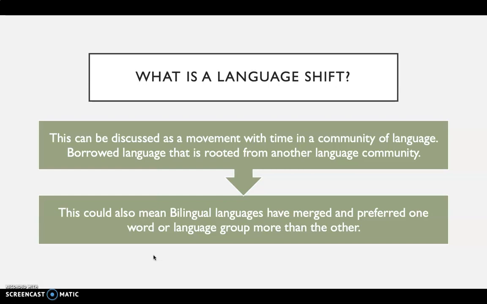I also found that bilingual speakers merge two languages, and they find a preferred language that they would like to use for an object or just a word overall. And I also found this to be true with Spanglish: sometimes they would talk in Spanish, sometimes in English, and that was just their way of forming communication.